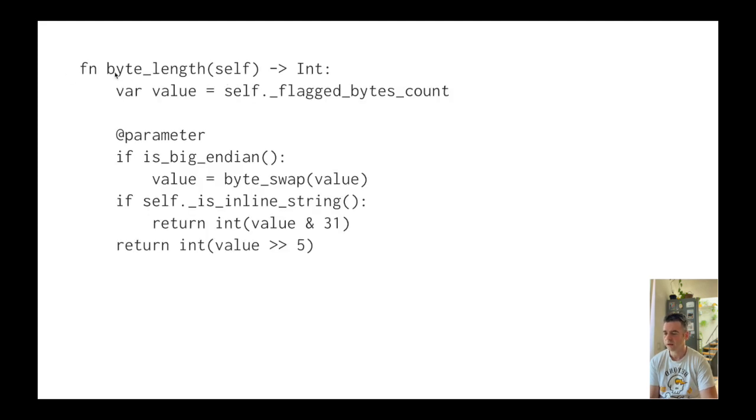And then the question of accessing helper functions. So, for example, we have also here byte length. We don't get it directly from the flagged byte count because, as we know, it is a mixture. It's not just the value itself. So what we do here, we get the value. Again, we check if we are on big endian. If we are, then byte swap it. Then if we're an inline string, we just mask and give you just the first 5 bits, which is the value. Otherwise, we take the value, we shift it back 5 bits, and then you get your byte length.